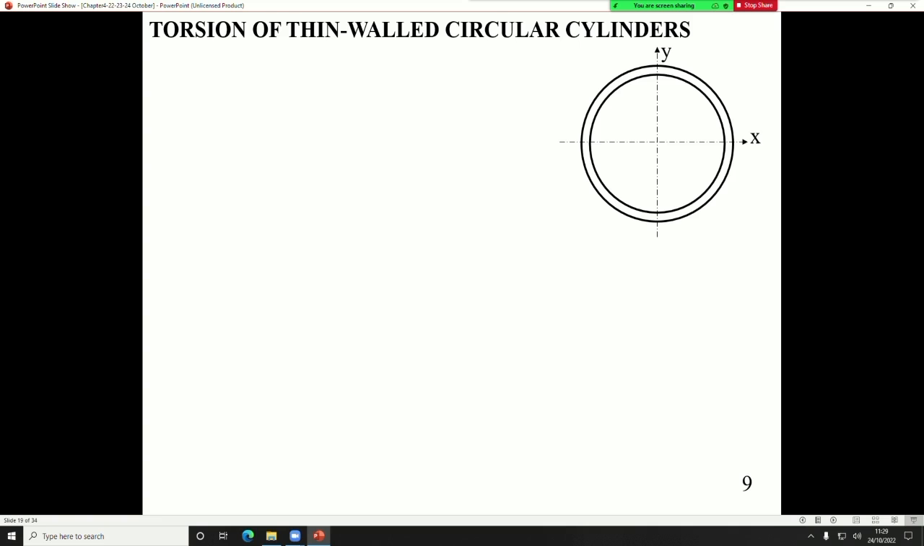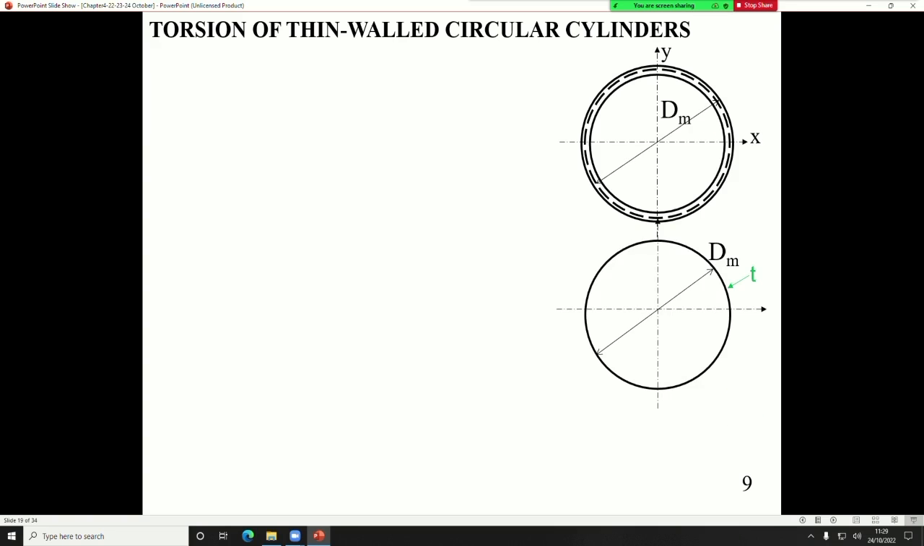We are going to solve a similar question in the next part, which has non-uniform thickness around it, and we cannot apply this theory anymore. So on slide number 9, we've got a thin walled tube with a uniform thickness, which is subject to torsion. Say the mean diameter of this tube is dm. So the mean diameter is the average of the outer diameter and inner diameter. I've shown this tube now by just a line with the mean diameter of dm and the thickness of t.